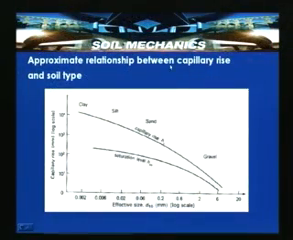So, this is the approximate relationship between capillary raise and soil type. The capillary raise is plotted on the log scale on the y axis, and effective size D10 is plotted on the log scale on the x axis. This is the capillary raise HC. Clay has around 10,000 mm, that is around 10 meters, followed by silt, then sand, and gravel.